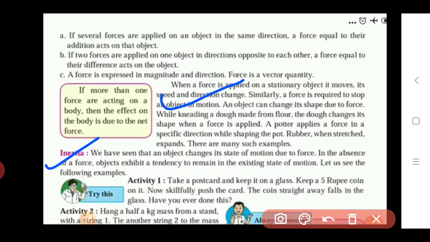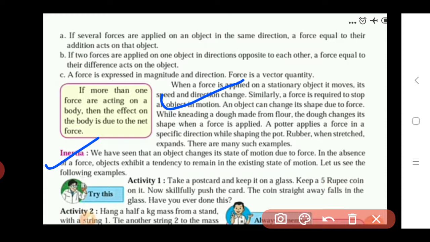So in the absence of force, objects exhibit a tendency to remain in their existing state of motion. Let us see the following example. If we don't apply any type of force on the objects, whether in motion or stationary, then what happens? If the object is in motion and we don't apply force on that moving object, then what happens?